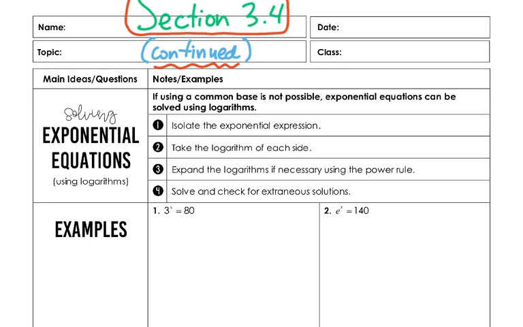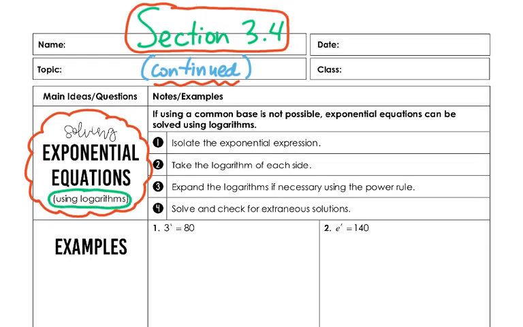So in today's lesson, we're going to talk about solving exponential equations, but this time we're going to use logarithms. From before, we were solving exponential equations by matching the bases on both sides and solving the exponents, but now we're going to be using the natural inverse of the exponential. We're going to use logarithms.